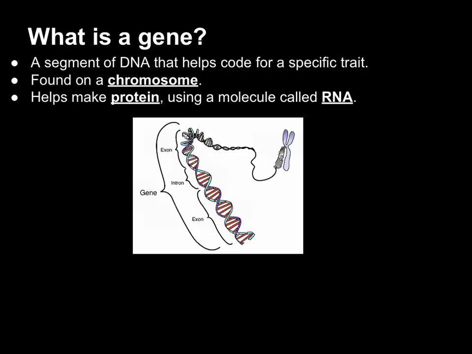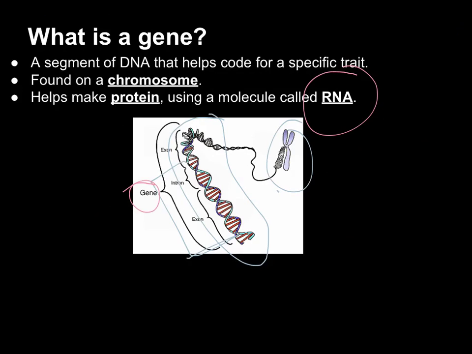Alright, before we can talk about how a protein is made, we need to understand what a gene is. A gene is a segment of DNA that helps code for a specific trait, and a gene is found within a chromosome. So here we have a chromosome. If we unwind that chromosome, we have that whole DNA strand, and a segment of that DNA strand is what we call our gene. This gene helps make proteins for our body that will make those traits, and it needs to use a molecule called RNA to do this.